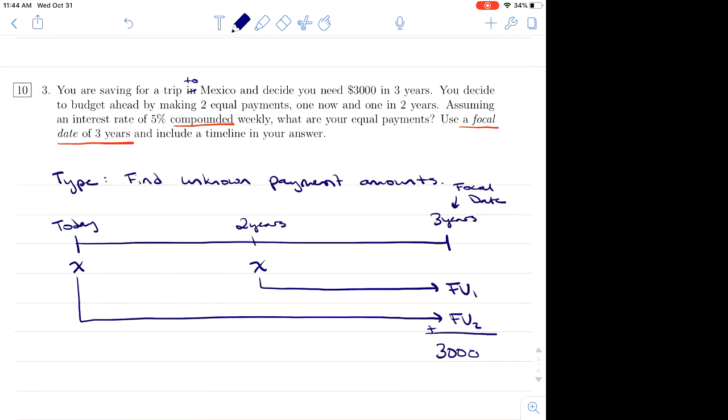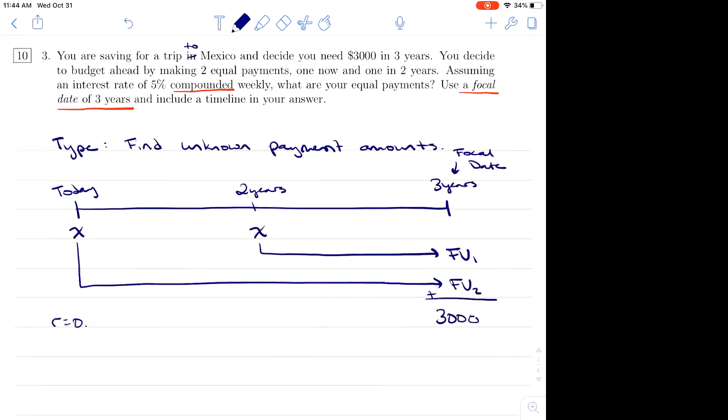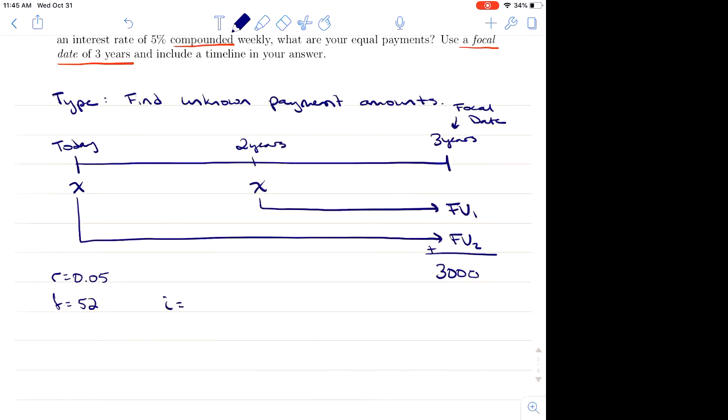Let's jot down the rate, 0.05, and the frequency, compounded weekly, so the frequency must be 52. From here, I can calculate i for all of these. i is r over f, which is 0.05 divided by 52. I get this teeny tiny answer, 0.00096153846. And I'm going to store this in 1 just so I don't have to keep typing it out all the time.